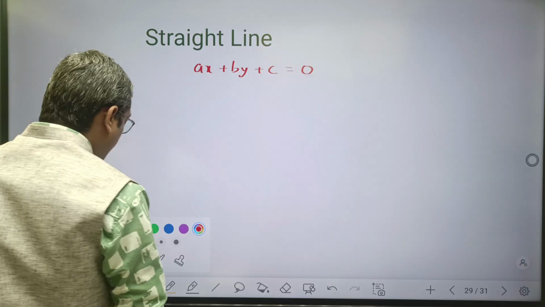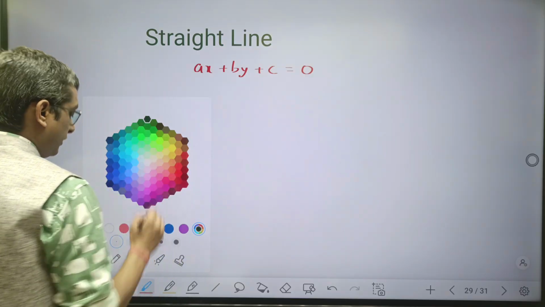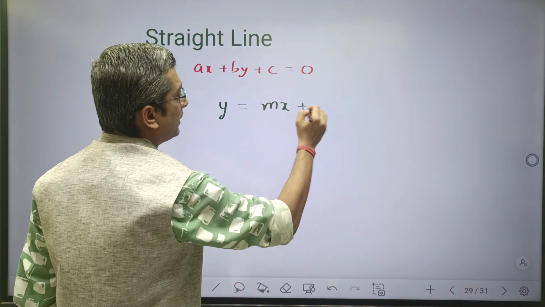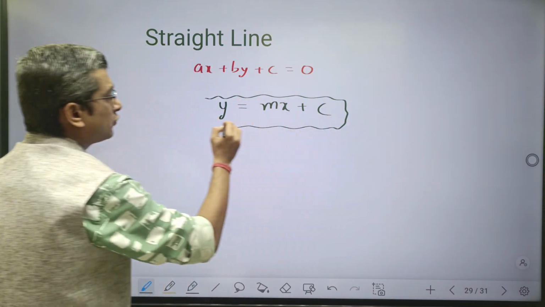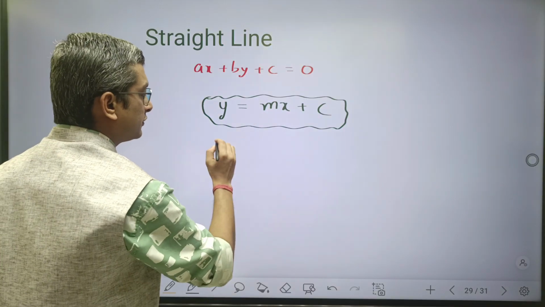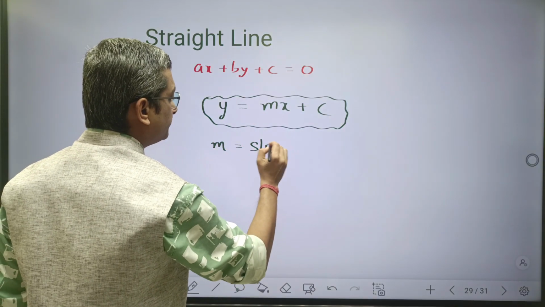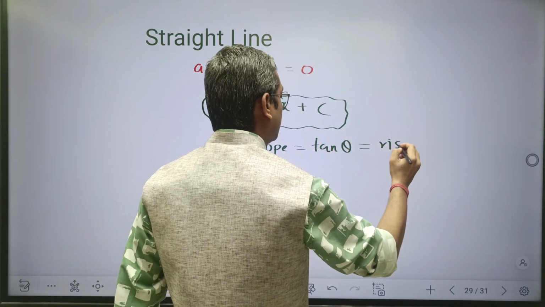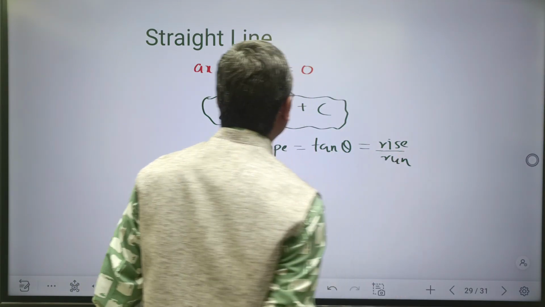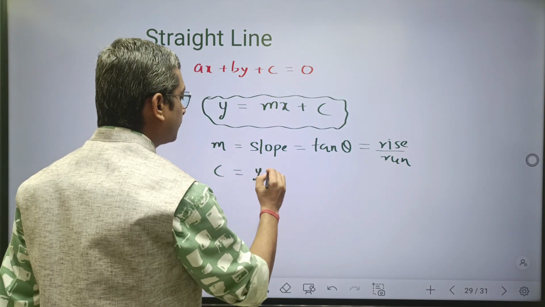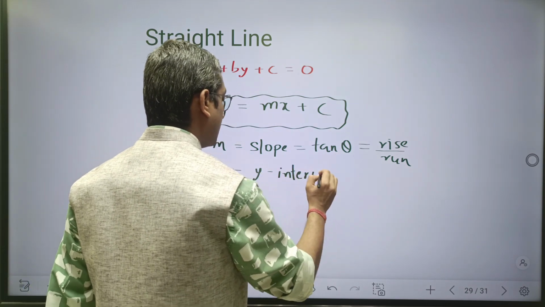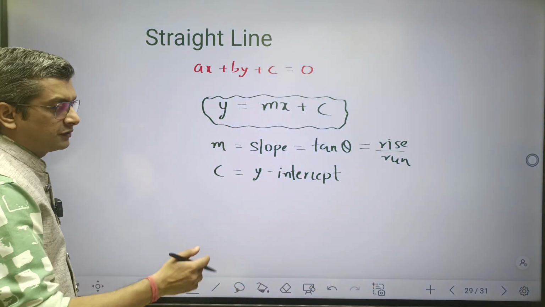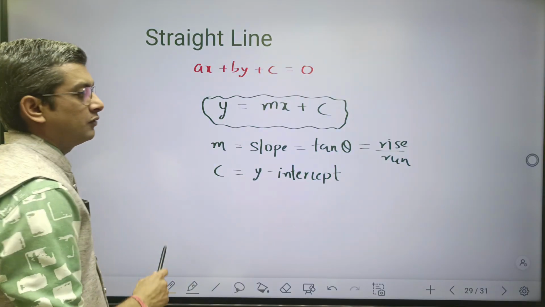The very general form of the straight line equation, I am writing here, is y is equal to mx plus c. Now I will show you where this formula comes from, where m is the slope, which is equal to tan theta, which is equal to rise by run. I will explain it. What is c? c is known as the y-intercept. That is the point where the graph cuts the y-axis.